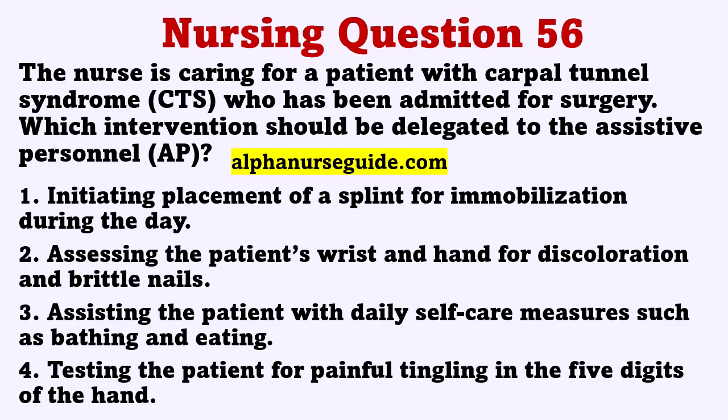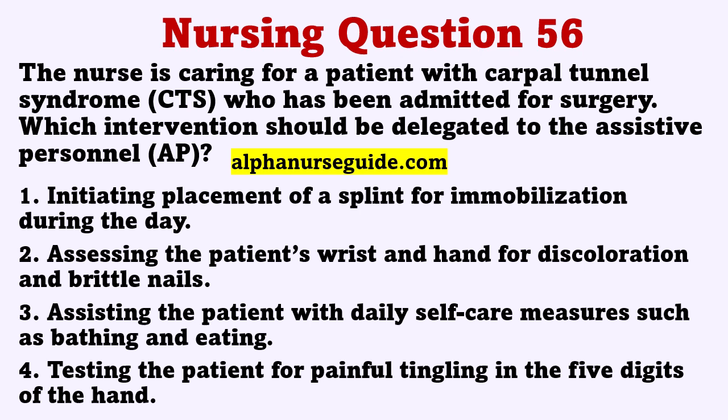The nurse is caring for a patient with carpal tunnel syndrome who has been admitted for surgery. Which intervention should be delegated to the assistive personnel? 1. Initiating placement of a splint for immobilization during the day. 2. Assessing the patient's wrist and hand for discoloration and brittle nails. 3. Assisting the patient with daily self-care measures, such as bathing and eating. 4. Testing the patient for painful tingling in the 5 digits of the hand.